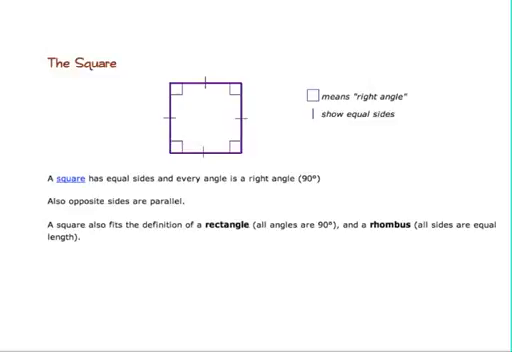Here we have the square. A square has all sides the same size. The opposite sides are parallel, and in the corner it's for sure a 90-degree angle. The square could also be a rectangle because of how the definition is. And it could also be a rhombus because all the sides are equal length, but it doesn't have two opposite angles that join, like we showed you in the last slide.